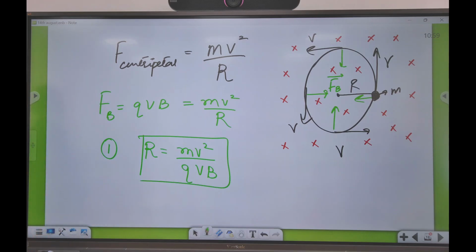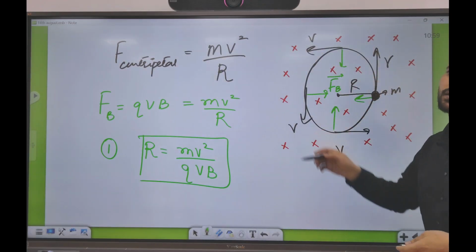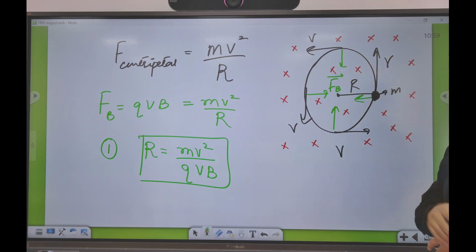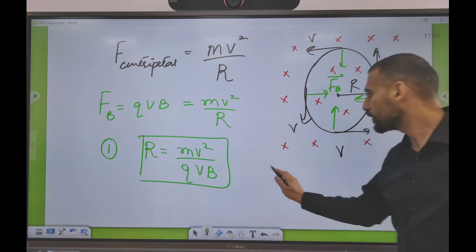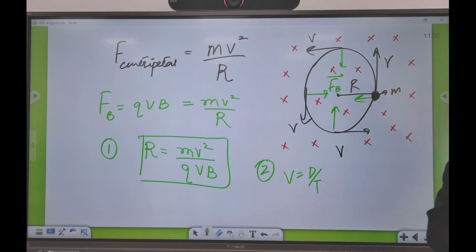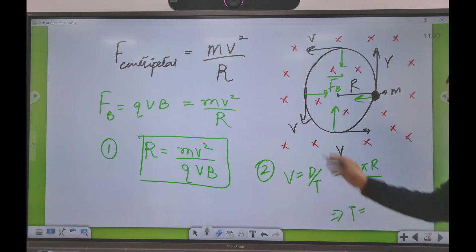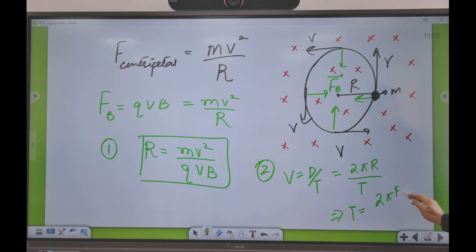The second thing that they can ask is, how much time will it take to complete one circle? For that, we have the expression that velocity is equal to distance over time. What is the distance that the particle will cover? It will be 2 times pi times the radius, isn't it? Upon the time, correct? So we can find the time as well. The time will be equal to 2 pi r upon the velocity, whatever velocity it has. Is that fine?